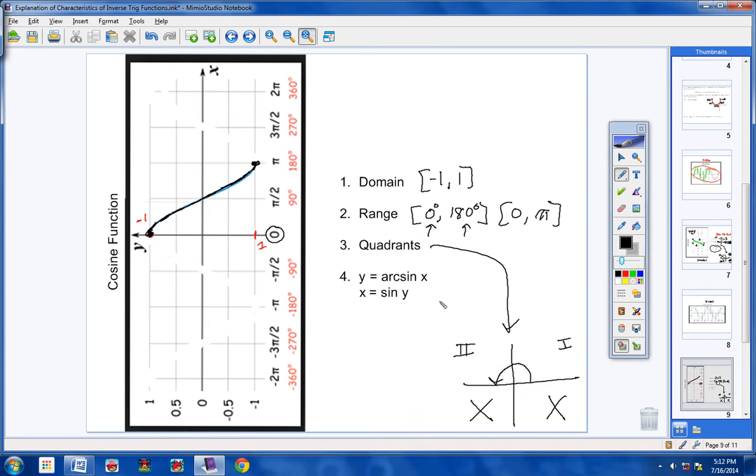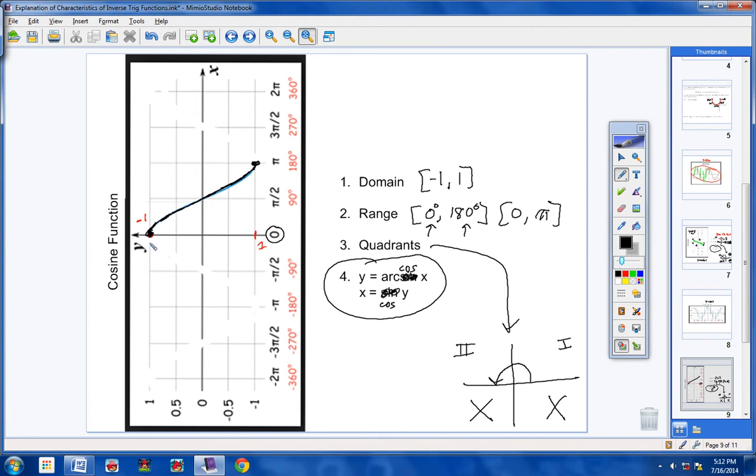Okay? Now, I did type this incorrectly. This should say y equals arc cosine of x. And this should say x equals cosine of y. There we go. But these are the different ways that you could write the equation for this graph over here.